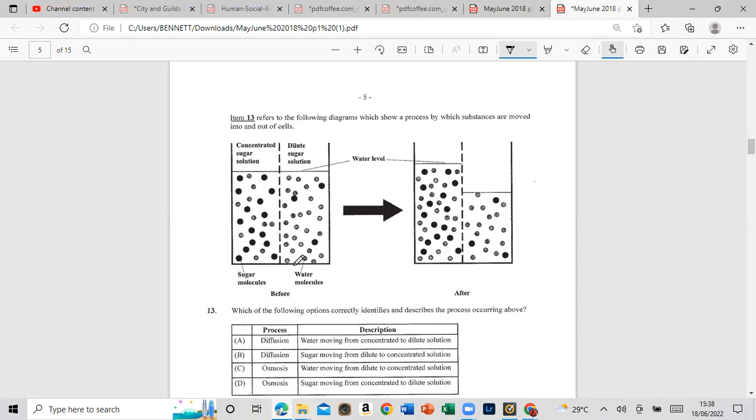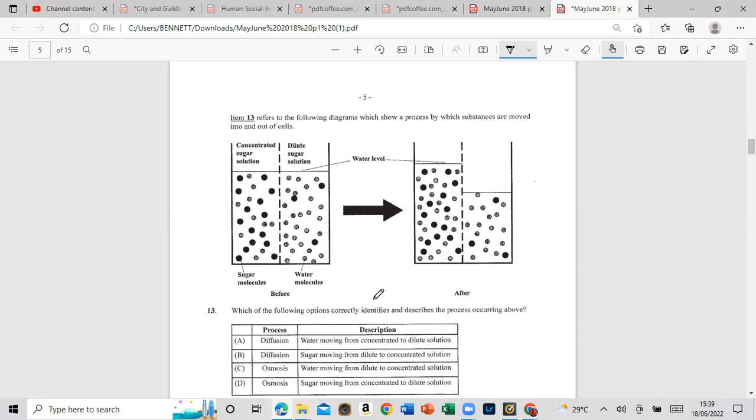All right, and then so this is before and this is after. So we see that the dilute sugar solution has less water now, and this has more, right? So let's see what the question says. Which of the following options correctly identify and describe the process occurring above?